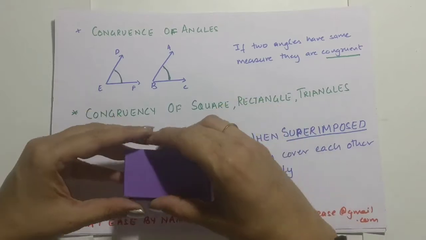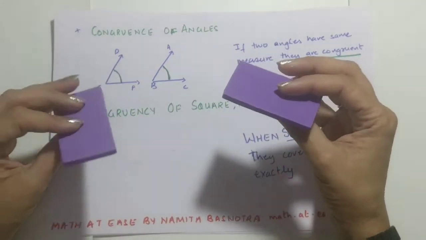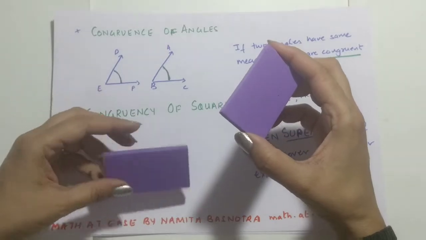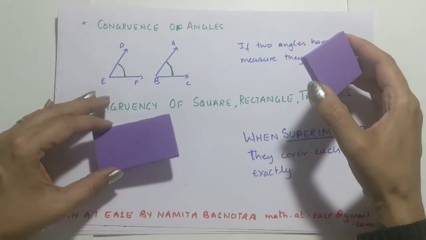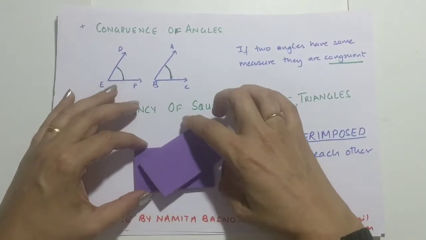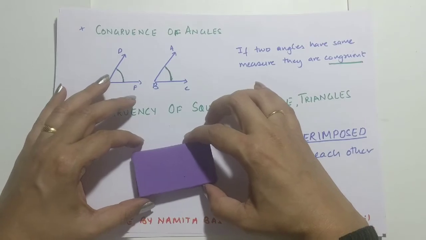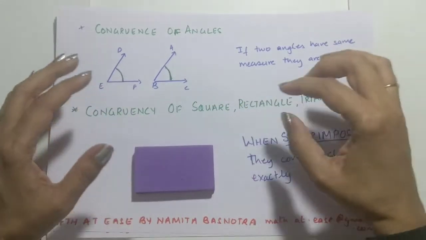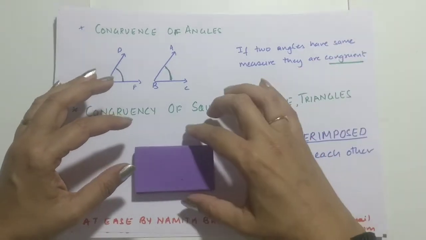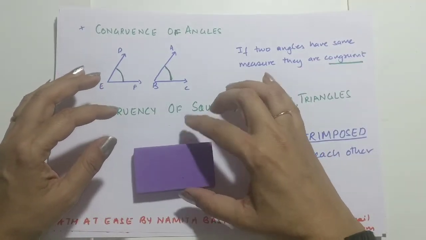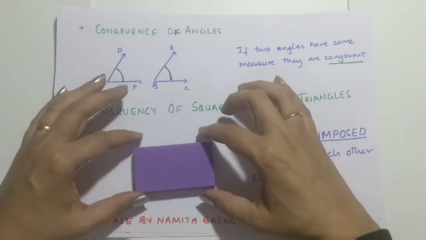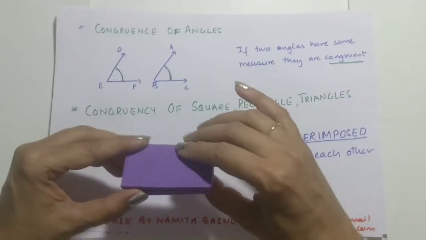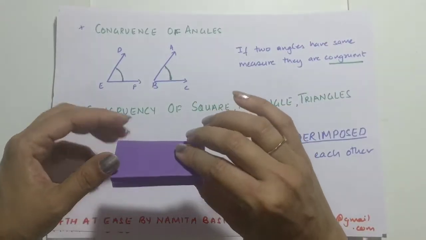I have two rectangles over here and I want to check whether these two rectangles are congruent to each other. In that case I will place one rectangle on top of the other, right? I'm going to place this and check whether they are equal or congruent. When I place it, this is called superimposition. So I'm superimposing the rectangles and I see that they are covering each other exactly. That means these two rectangles are congruent.